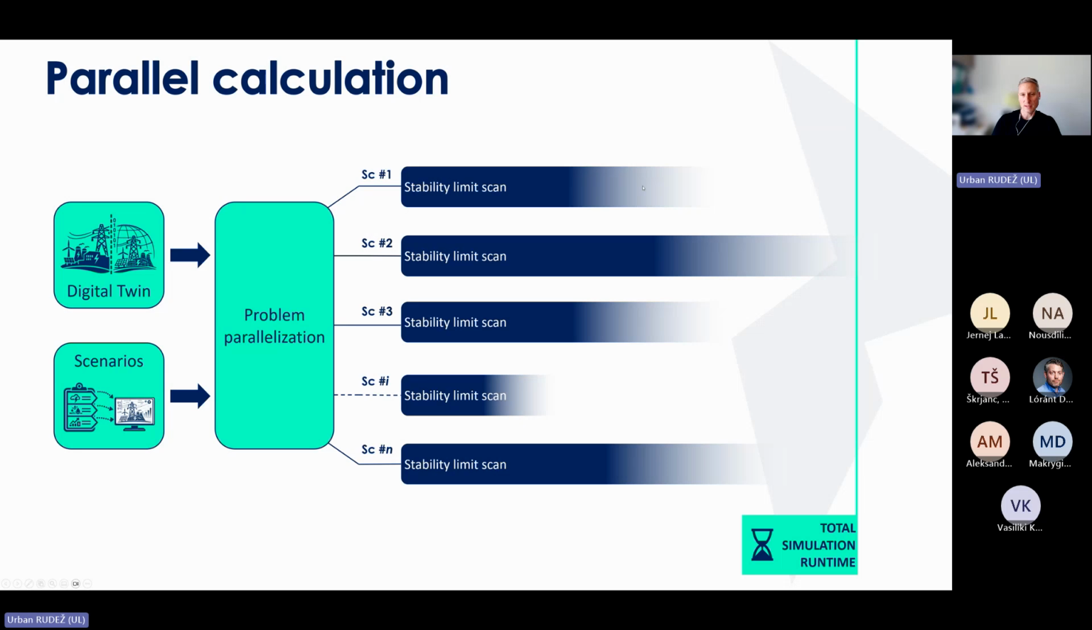And then we started our calculations. So we get our digital twin, we get our scenarios, and the first thing, which was the most important for us to speed up the whole process, was to parallelize the whole problem. So we're running all the scenarios in parallel. All the stability limit scans are done in parallel, and as you can see from this slide, the longest scenario basically defines the total simulation runtime. These parallel calculations, which are enabled by the PowerFactory tool, were the ones which helped us to decrease the calculation time the most.